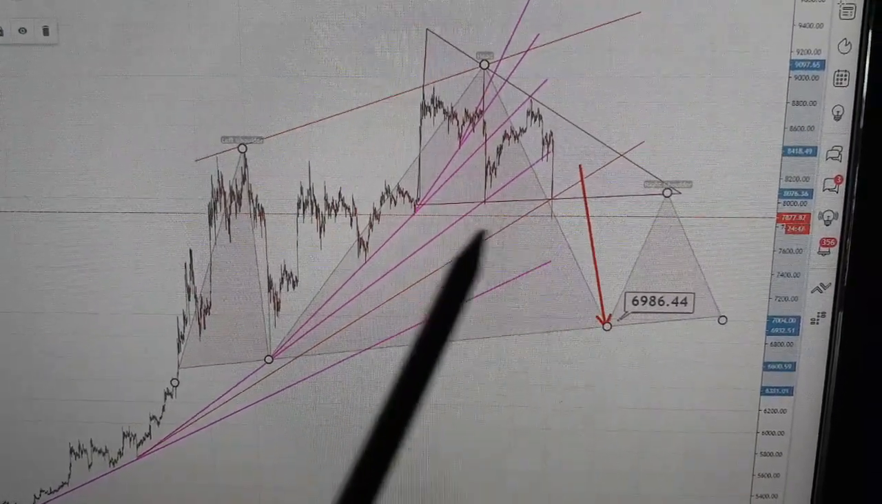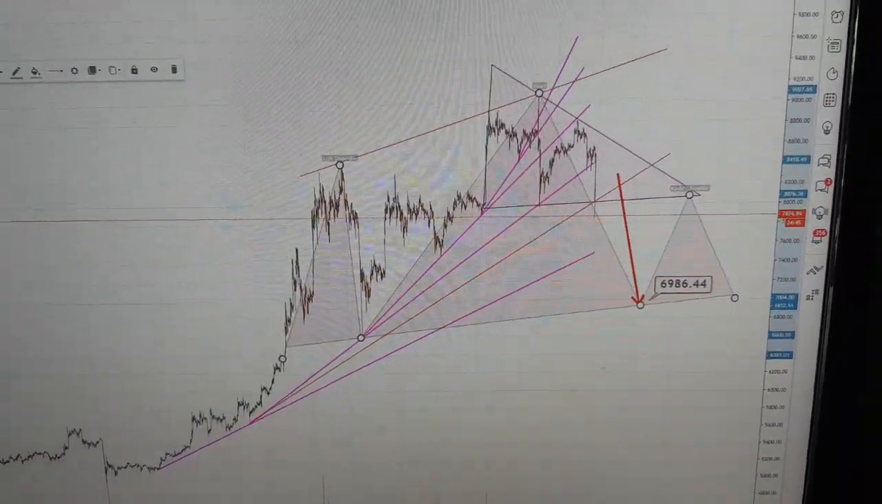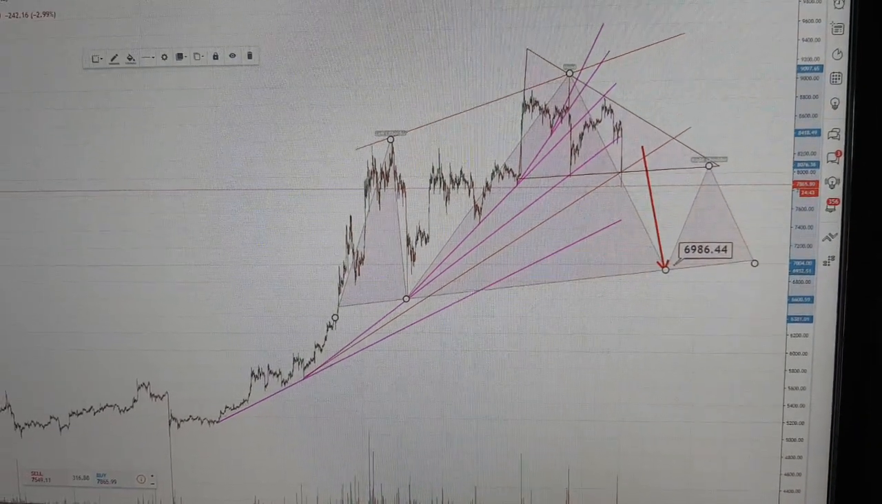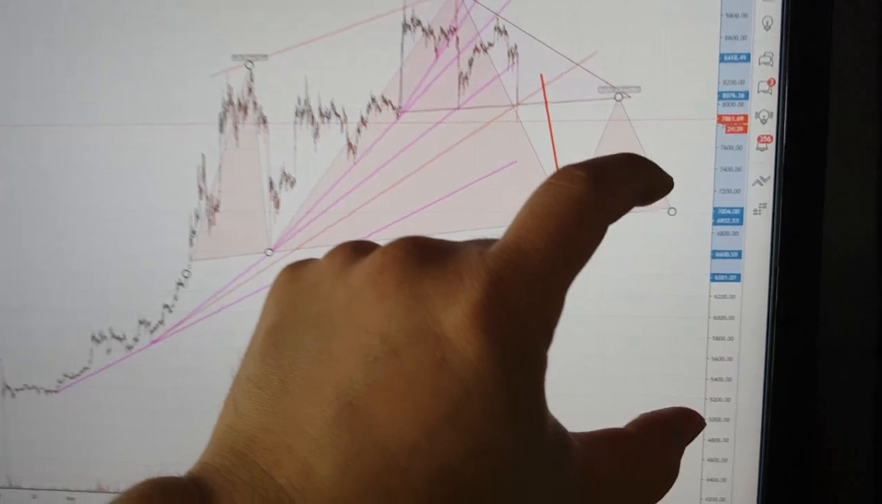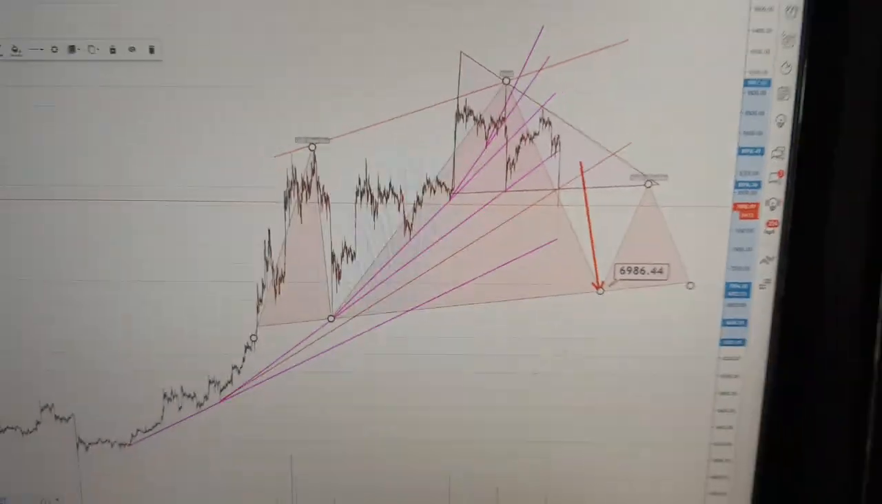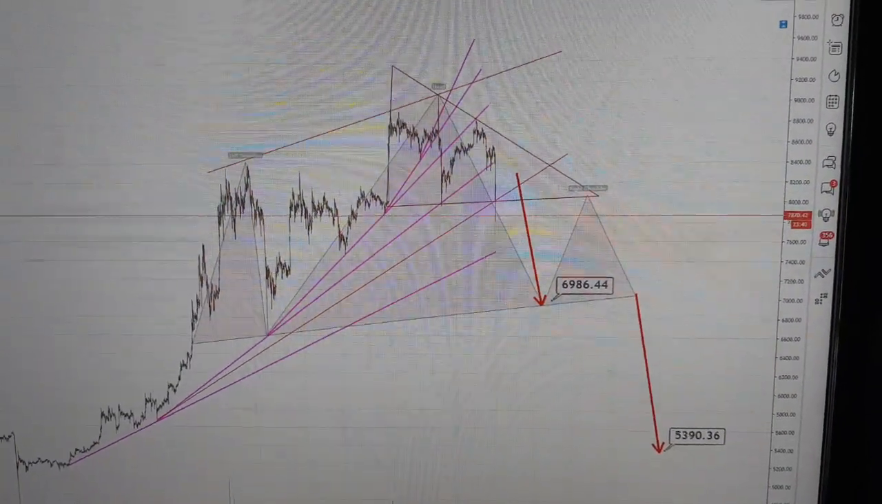and we might actually create a head and shoulders. If we create a head and shoulders now, the target for this is disastrous. The target for this guy is going to be down here, which puts us at right around $5,400. That's why we said $5,400 was the target. Let me draw that in for you. So it's something like this.